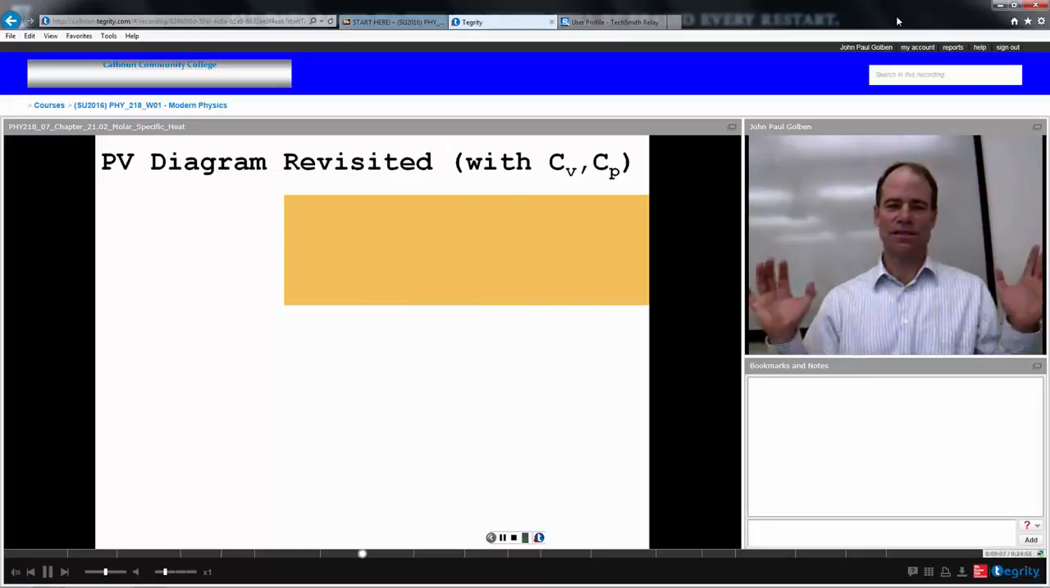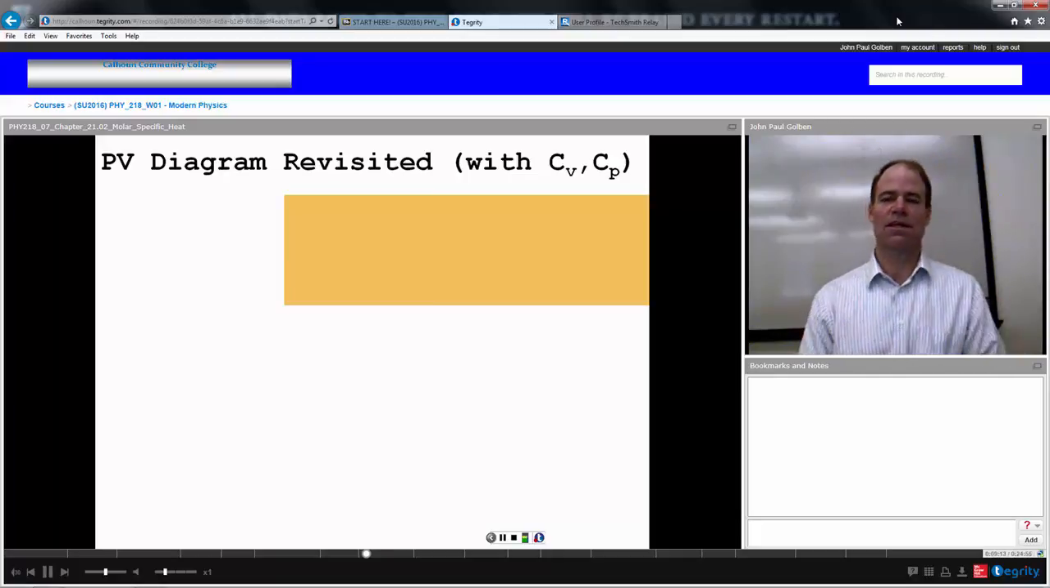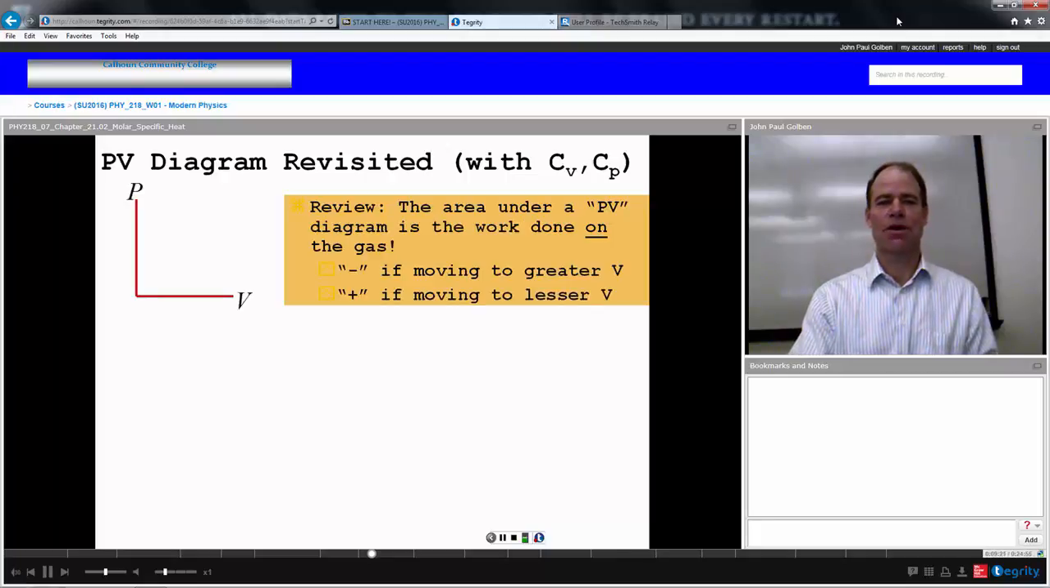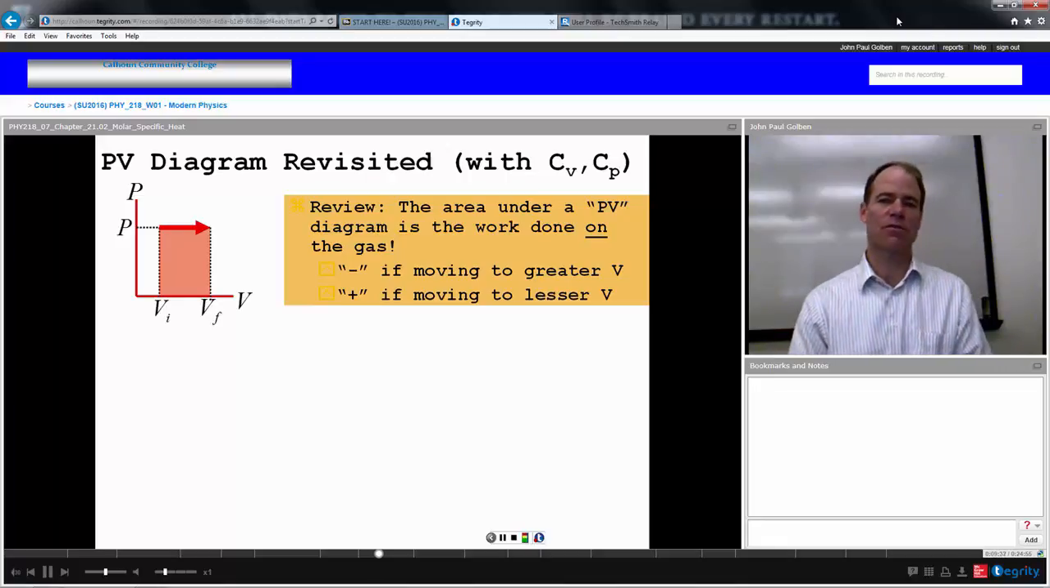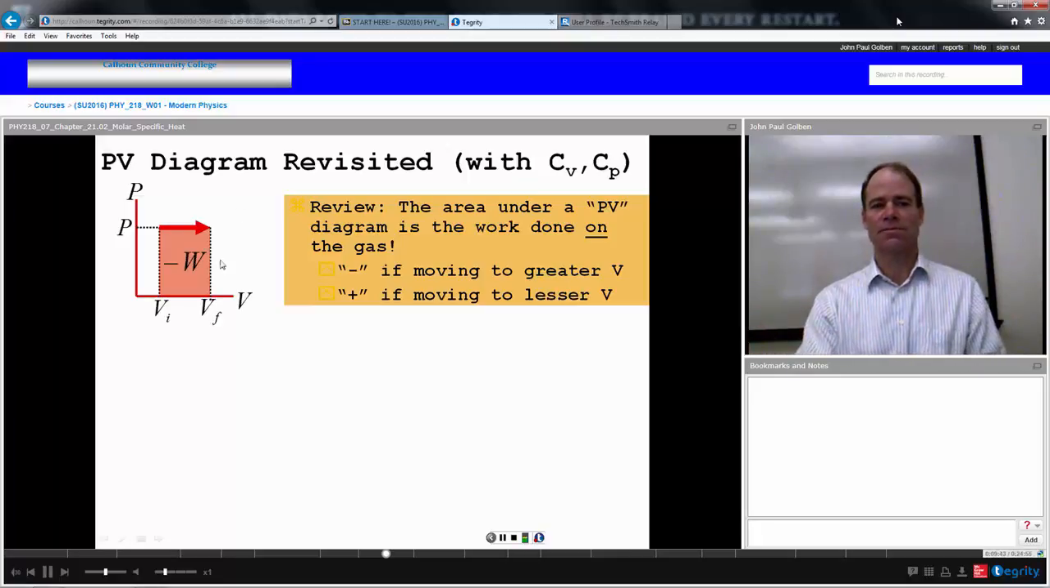So with these new definitions of the molar specific heats, we're armed with these new tools. Let's revisit our PV diagrams. We know that if we have a PV diagram and we have a process on this diagram, the area under a PV diagram plot is the work done on the gas. Negative if we're moving to greater volume, because then the gas actually is doing work. And positive if we're moving to lesser volume on this diagram, because there would be work done on the gas. So in this particular case, going to a greater volume, negative work done.